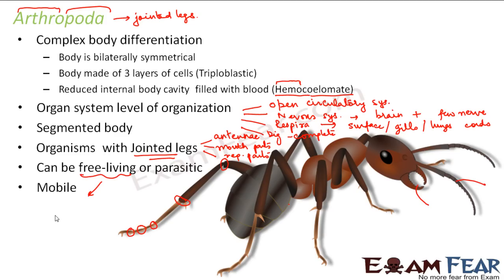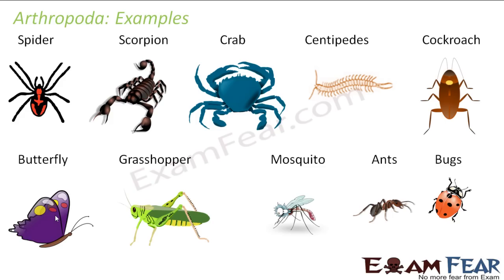They are mobile. Obviously, they have legs with the help of which they can move from one place to another. Let us look at some examples of arthropods: the spider, the butterfly, grasshopper, scorpion, crab, centipedes, cockroach, bugs, ants, mosquito. They are all arthropods.